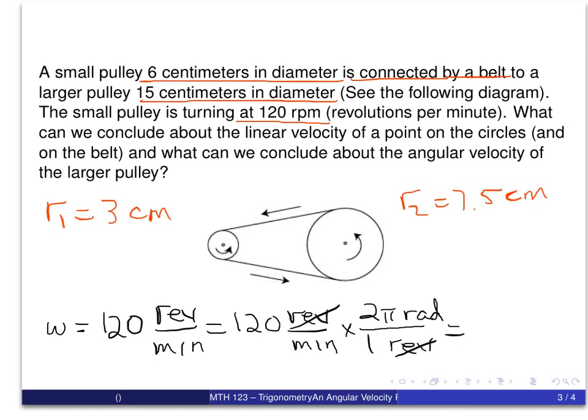And as you can see, if we do the calculation there, we get 240 pi radians per minute. So that's our angular velocity, and that, of course, is omega sub 1. That's the angular velocity for the small pulley, because basically this was a small pulley that we were working with there. So now we have both radii, the angular velocity, and as we said, what we want to do is what conclusions can we make about linear velocity and angular velocity of the larger pulley.